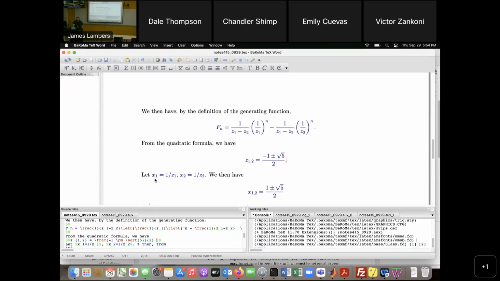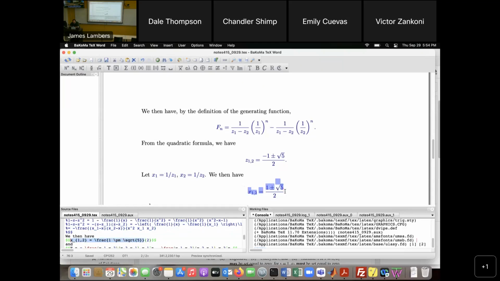So now I define x1 and x2 to be reciprocals of z1 and z2. I won't go through the algebra, but this is what you get when you take reciprocals and rationalize the denominators. And notice that it's almost the same thing. The only thing that's changed is that the -1 in the numerator became a +1. It just happened to work out that way.